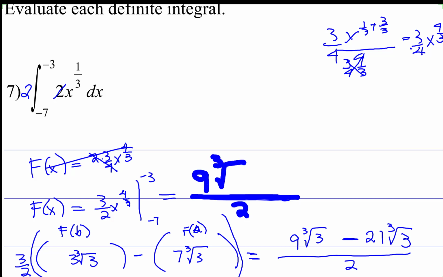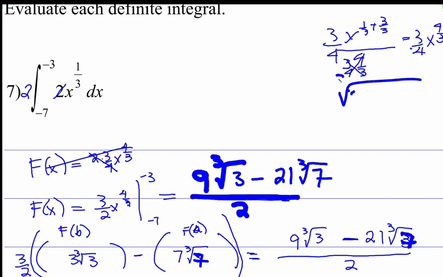A little bit too dark. Cube root of 3, subtract 21, cube root of 7. Because it was the cube root of 2,401, so 7 times 7 times 7 times 7. I was really fixated on that 3.